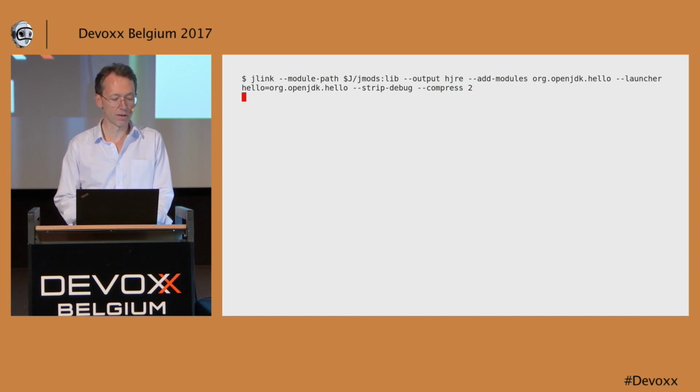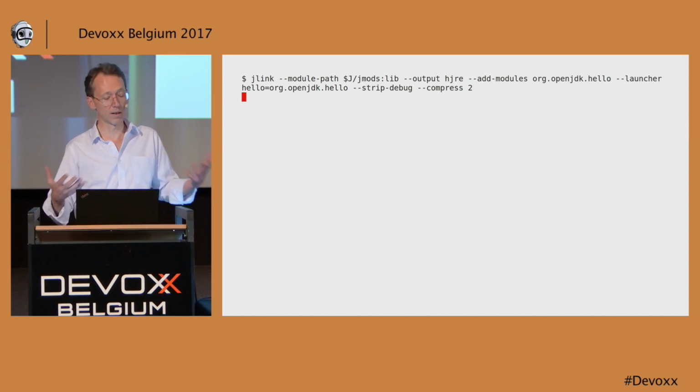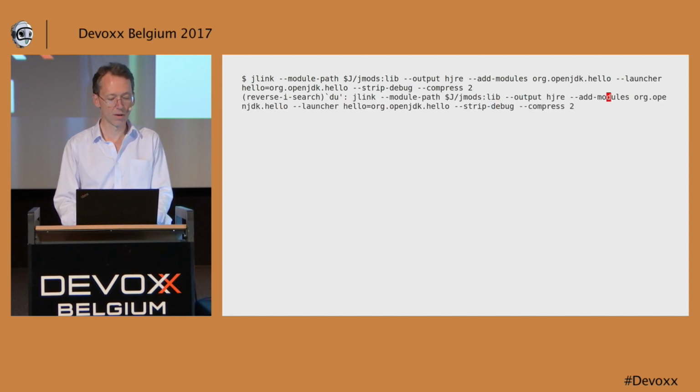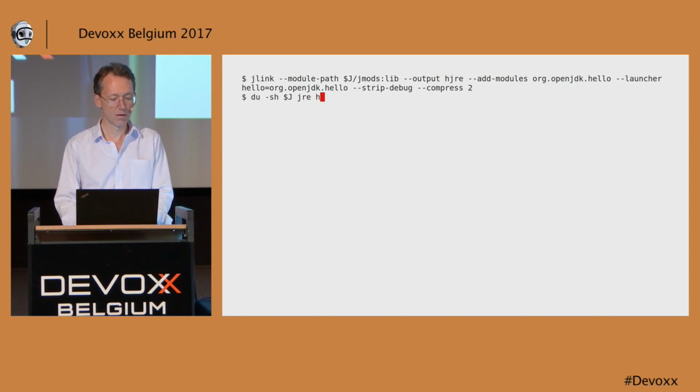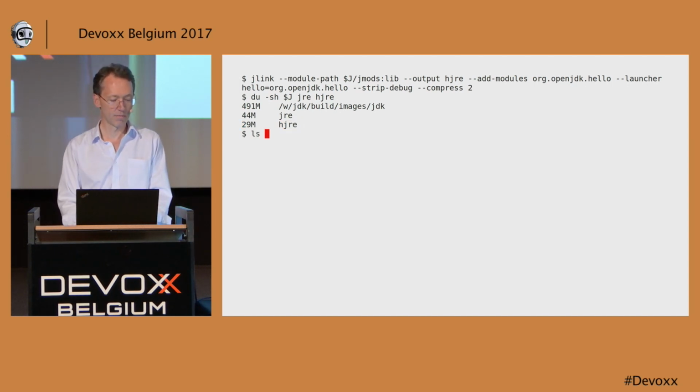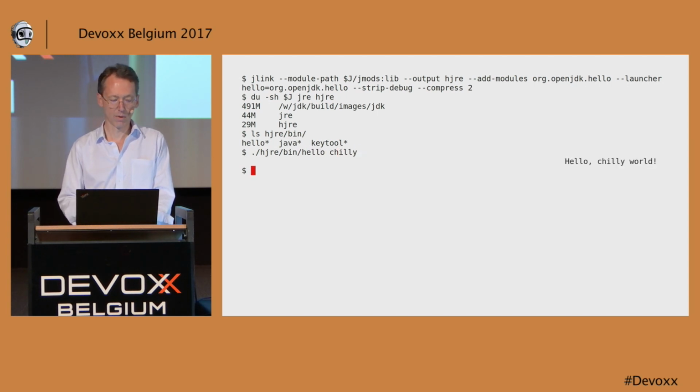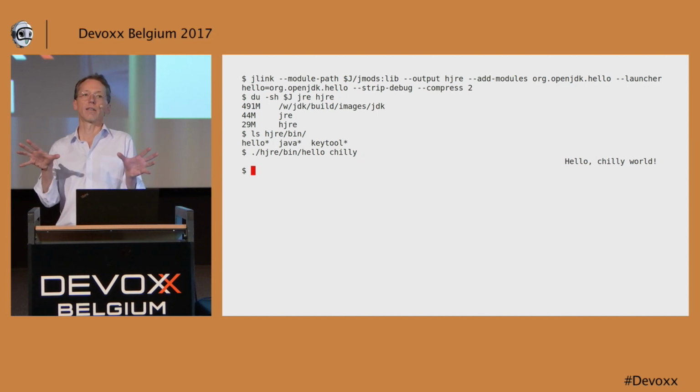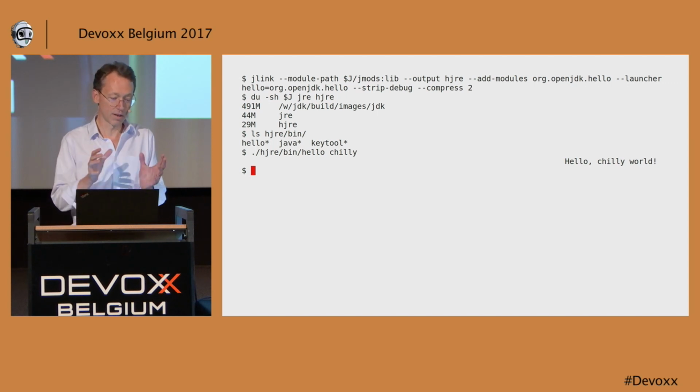And this will go off and do some work. Takes a little longer because it's doing a bunch of compression. And here's my hello world JRE. Since it's compressed and doesn't have debug info, it's even smaller than the plain one that just had java.base. And there's my hello command. There we go. All wrapped up in a nice little JRE optimized into one little package.